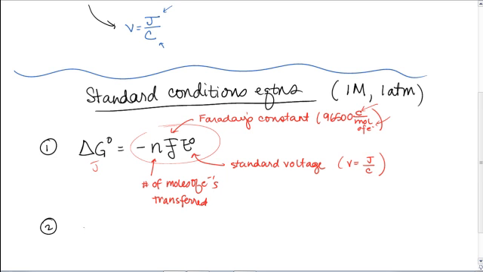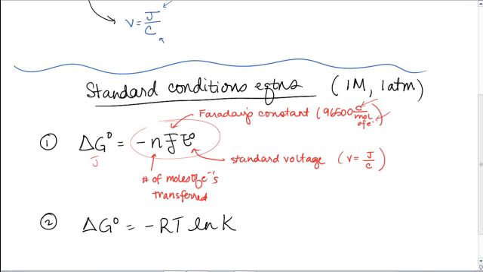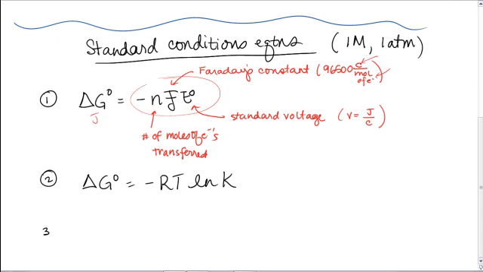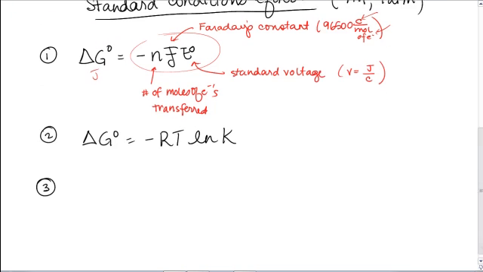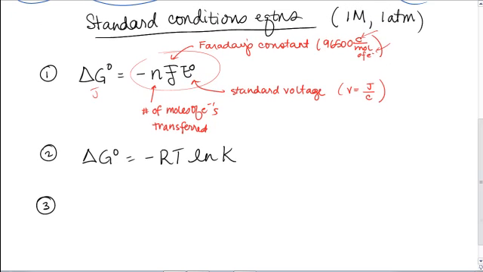Second equation, I'm just writing it down, but you already know this one. Delta G is equal to negative RT natural log K. I'm going to show you in a moment why I'm writing that down. Okay, number 3. If we take equation 1 and equation 2, rearrange, and put them together, we get this equation: E0 is equal to RT over nF natural log K.